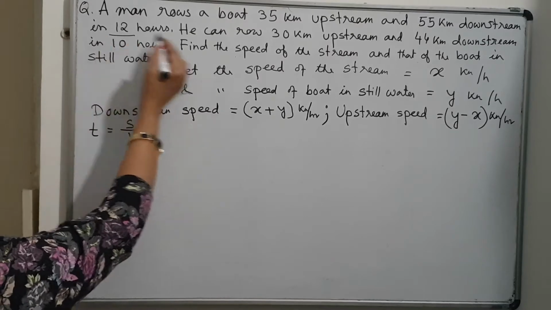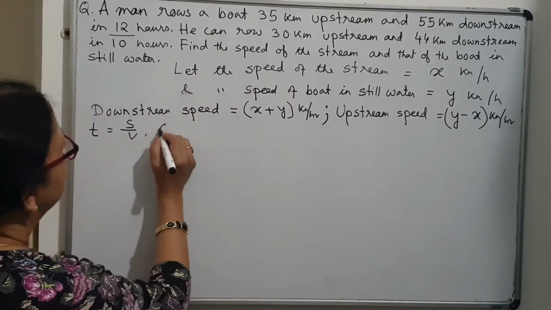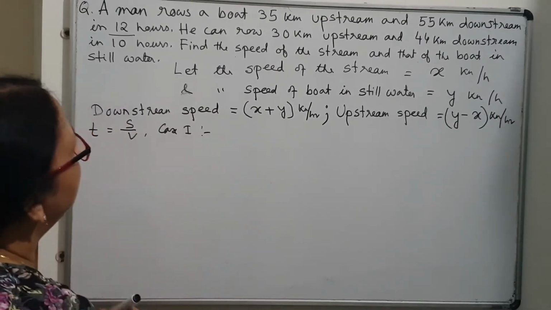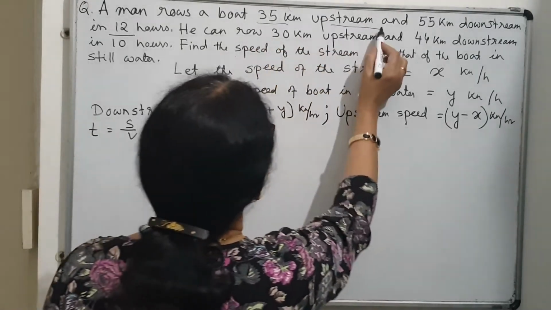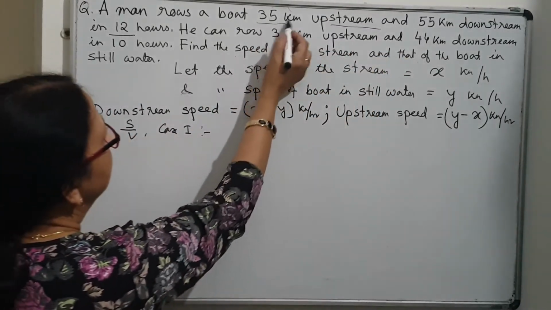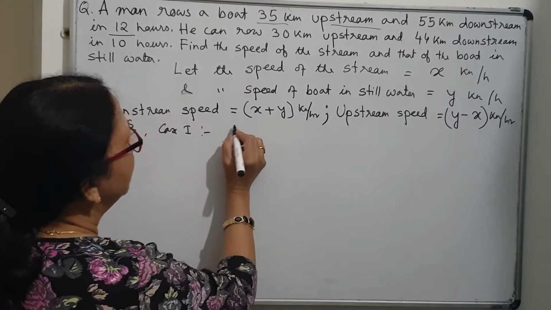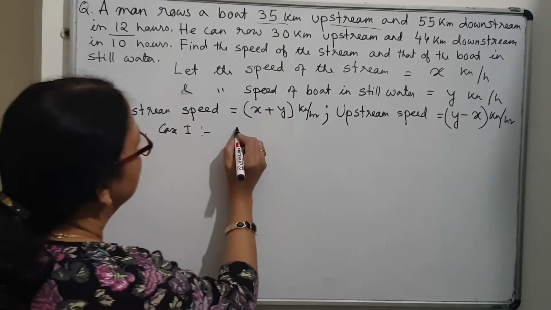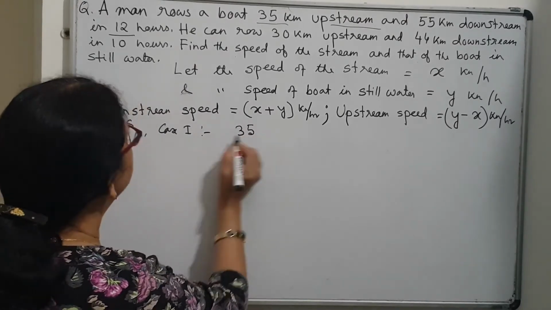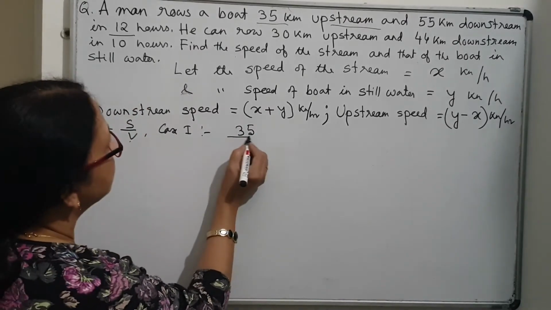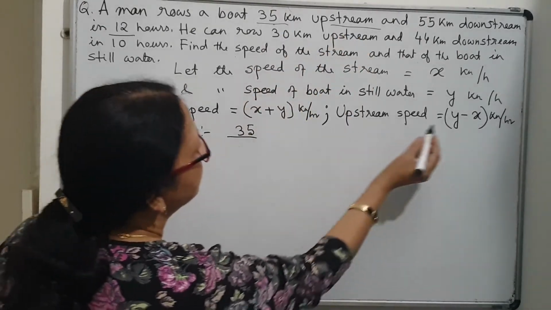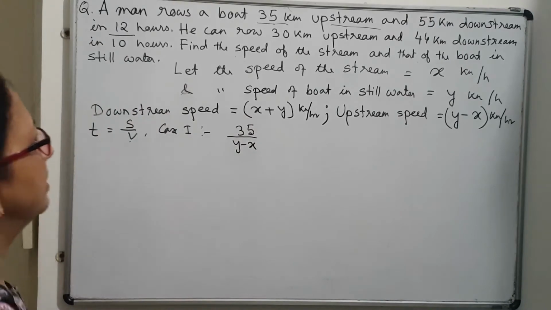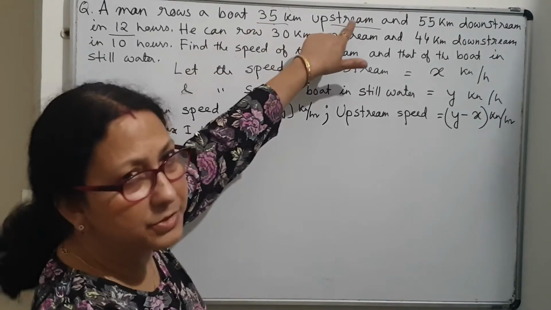So let us take case 1. In case 1, what is the situation? The person goes 35 km upstream. So the time taken when moving 35 km upstream will be 35 km divided by the upstream speed. So 35 km is the distance and the speed upstream is y minus x. So this much time is taken in going 35 km upstream.